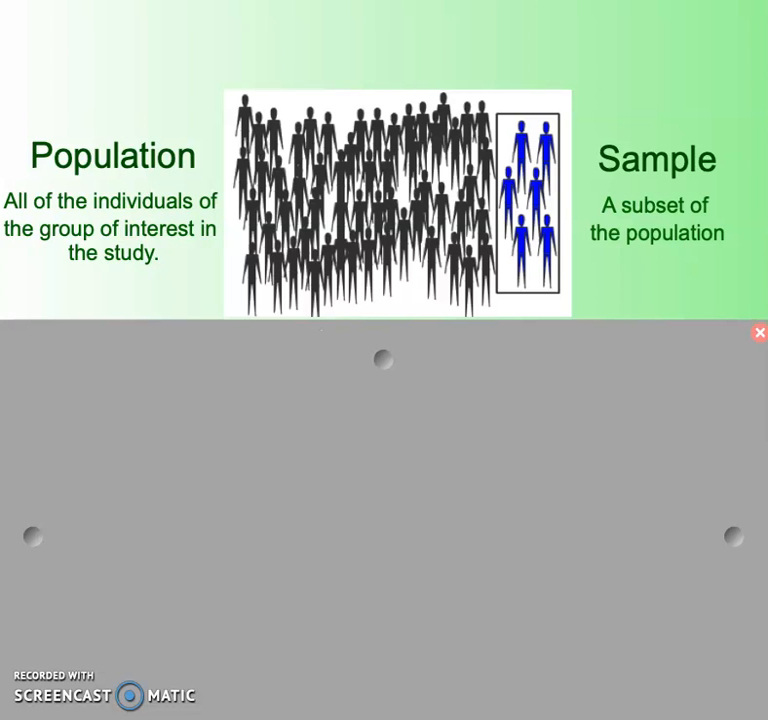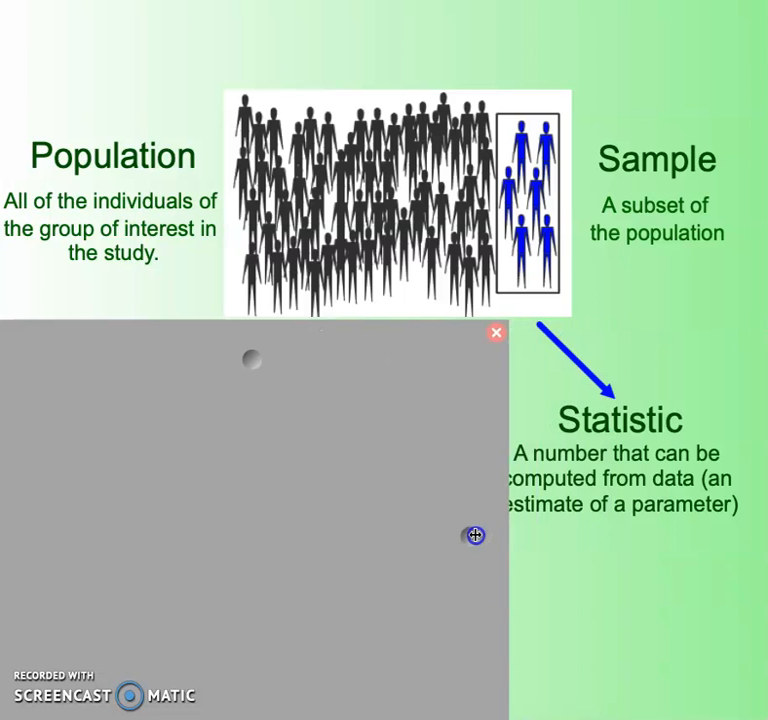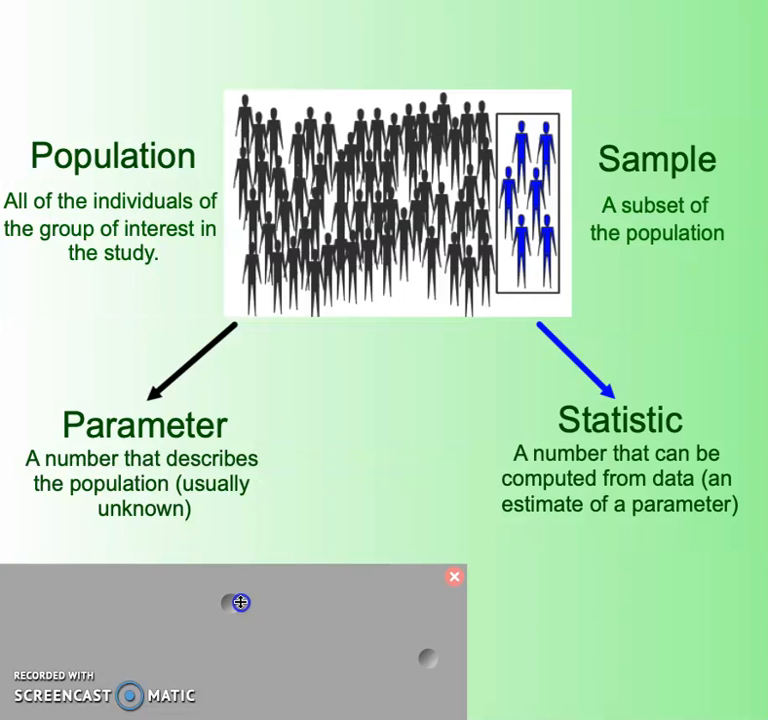Some terminology to begin with. Population represents all of the individuals of the group of interest that you are studying. A sample is part of that population, so a subset of the population. A sample is used to gather information to make predictions about the entire population. For that reason, we have two different names for the numbers that we get from these groups. If a number comes from a sample, we call it a statistic. If a number comes from the entire population, we call it a parameter.